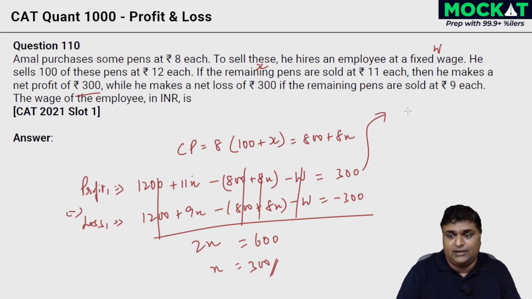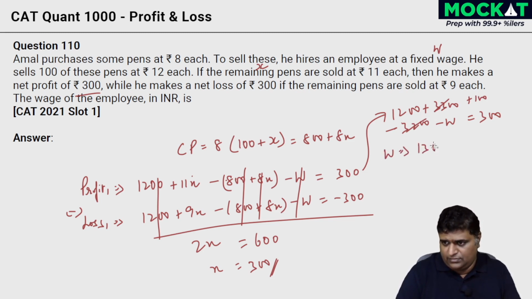Now that you found x to be 300, substitute over here, and you get 1200 plus 3300, then minus of 800 plus 8x. 8 into 300 is 2400. 2400 plus 800 is 3200. Okay, minus w equals 300. Fine. 3300 minus 3200 is just a plus 100. So w is nothing but 1300 minus 300 when you bring it to the side. So w equals 1300 minus 300, which comes to 1000, and that becomes the answer here.